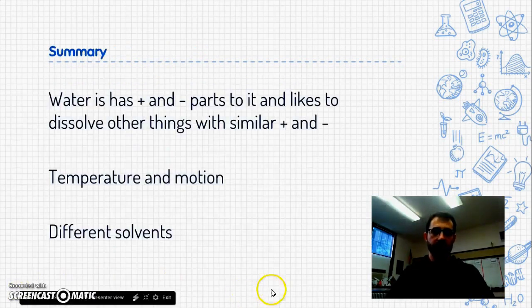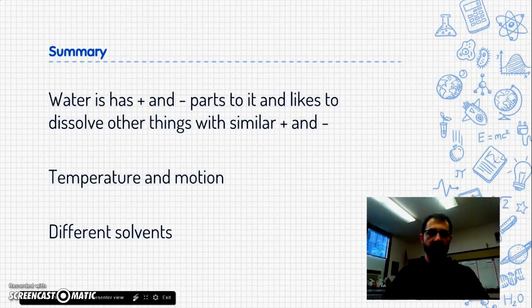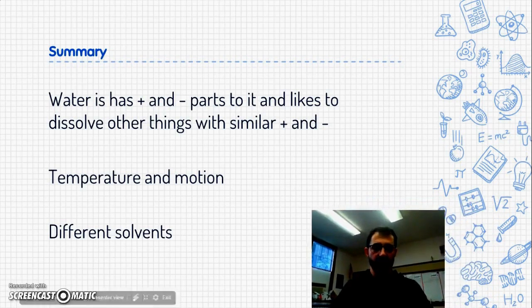So in closing, we could say water has positives and negatives because of its structure with oxygen and two hydrogens, and likes to dissolve other things that have similar positives and negatives like sugar and salt, but not like oil. As temperature goes up, things move more. In fact, that's what temperature is. And things dissolve faster because they're moving around quicker. And different solvents have different areas where they're polar, where they have positives and negatives, and that affects their ability to dissolve. We'll talk about all this in class tomorrow.